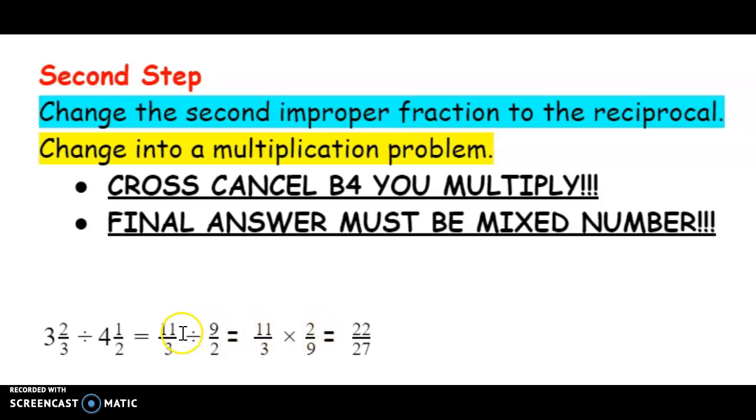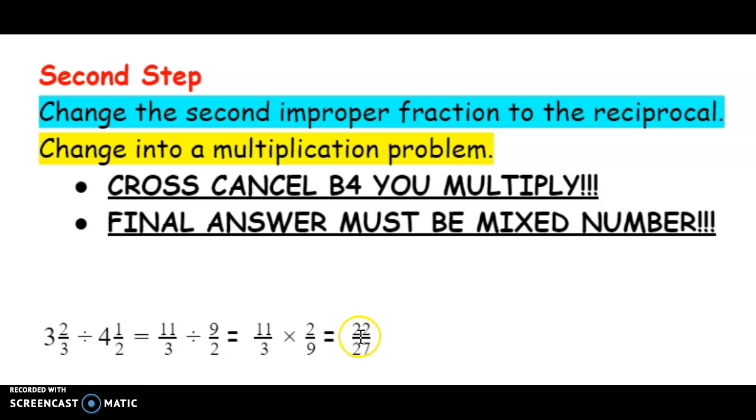A lot of times students have trouble and they simply put a multiplication sign right here and forget to deal with the reciprocal. That's where you run into a lot of trouble. Now we can multiply. We look at 11/3 times 2/9. We first look this way to see if we have to cross cancel our 11 or a 9. Nothing cross cancels there. And now we look at our other side, our 2 and our 3. Nothing can cross cancel there. So we simply multiply across. 11 times 2 becomes 22, and 3 times 9 becomes 27.